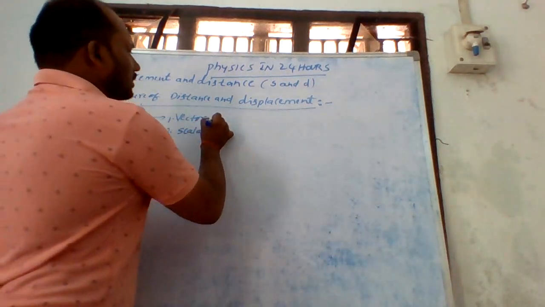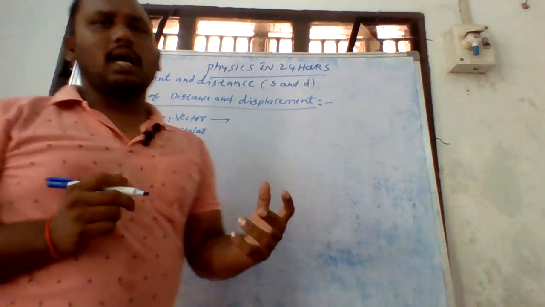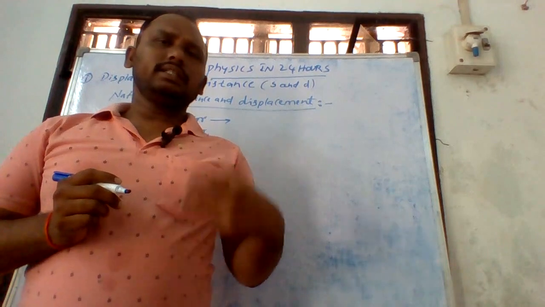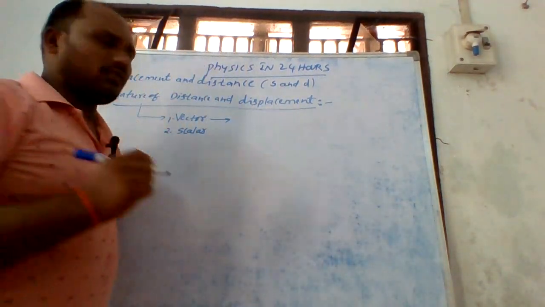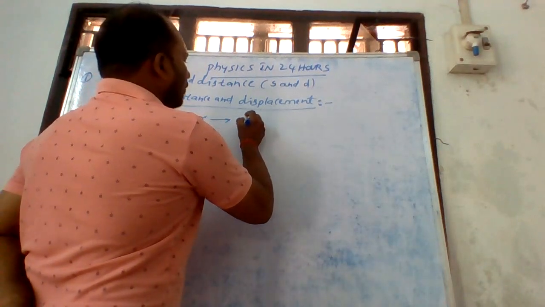So what is a vector? I will explain in a lighter way, not in detail. I am explaining to you people. So vector. What is the meaning of vector? A vector has a magnitude.